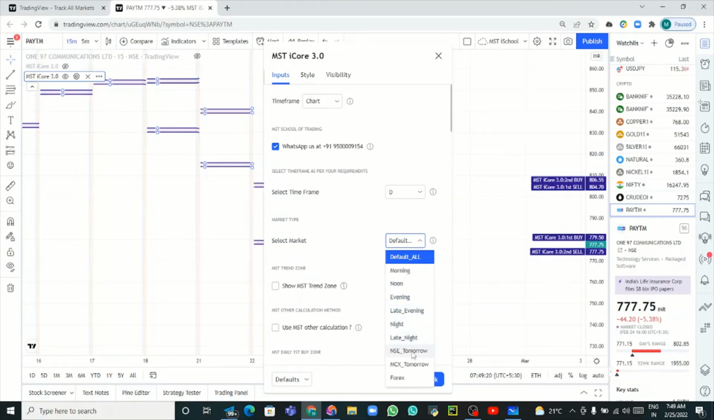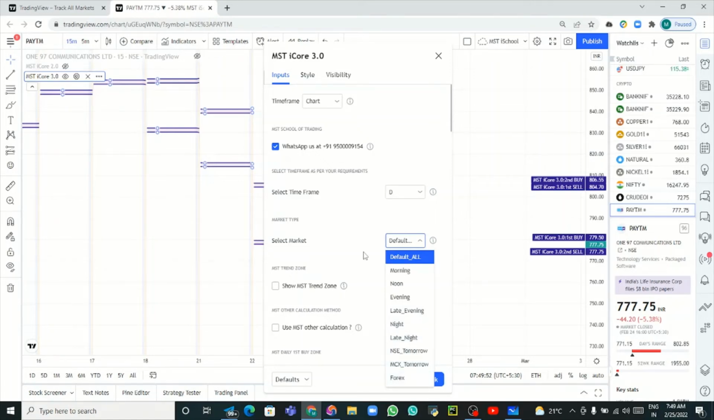If you want to trade in forex, select forex. Suppose for tomorrow, if you want to know the levels today, when the market is open, and you want to enter a trade immediately, then select NSE tomorrow. If you want to trade in MCX when the market is open, immediately, then select MCX tomorrow. So we have these many options. How many options do we have? 1 2 3 4 5 6 7 8 9 10 options we have.